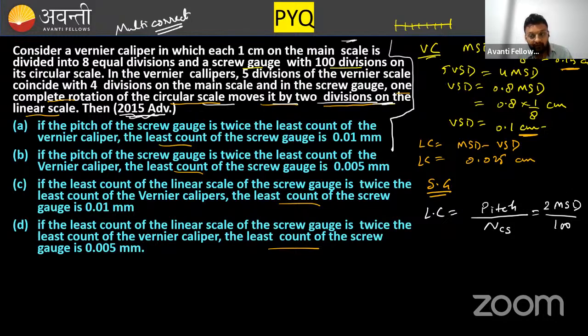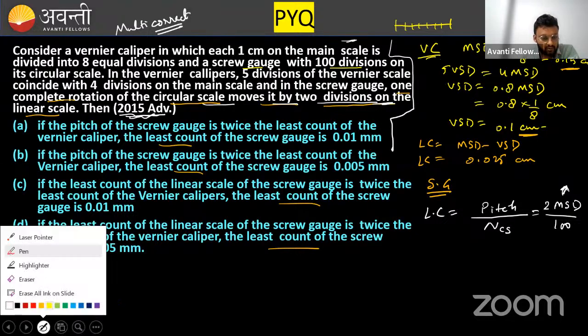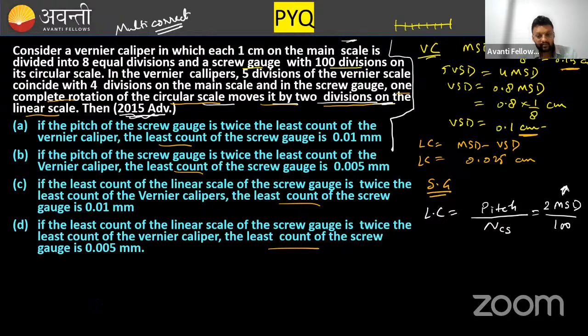Now this main scale division is for what? For the screw gauge, I am saying, the linear scale has how many divisions. Now the question option says, if the pitch of the screw gauge is twice the least count of the vernier. Now I am checking option 1, option A.